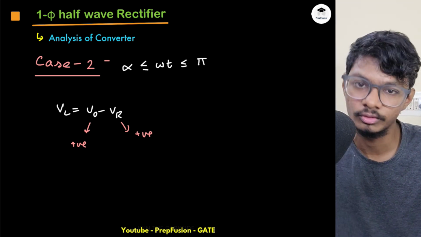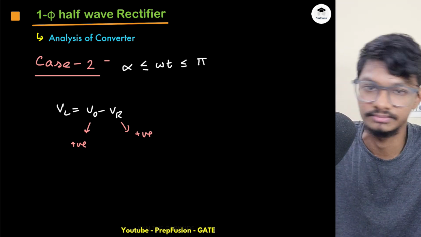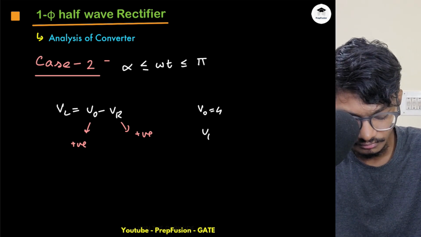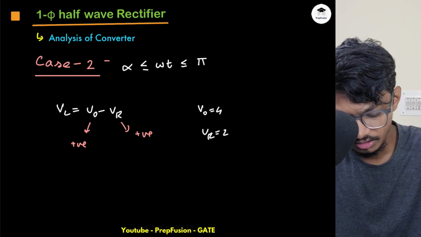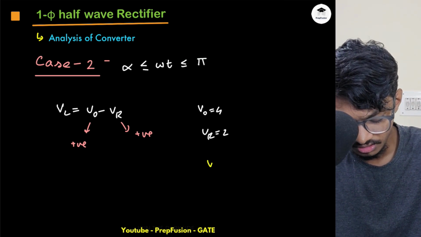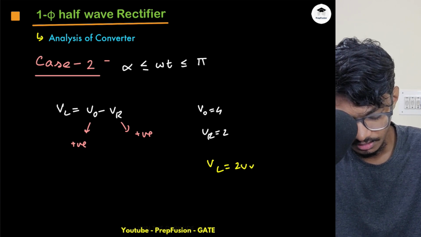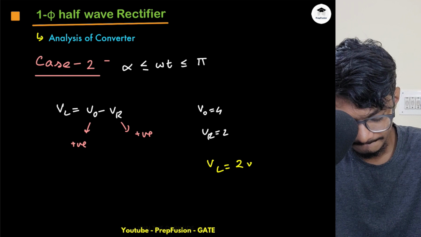Let's say VO is 4 volts and VR is 2 volts. If that is the case, what will happen? Overall, my VL will be 2 volts. Now let's go to the second case, case 3.